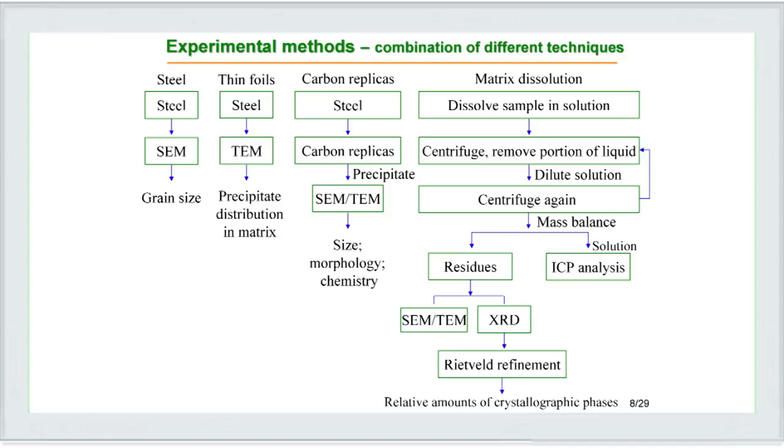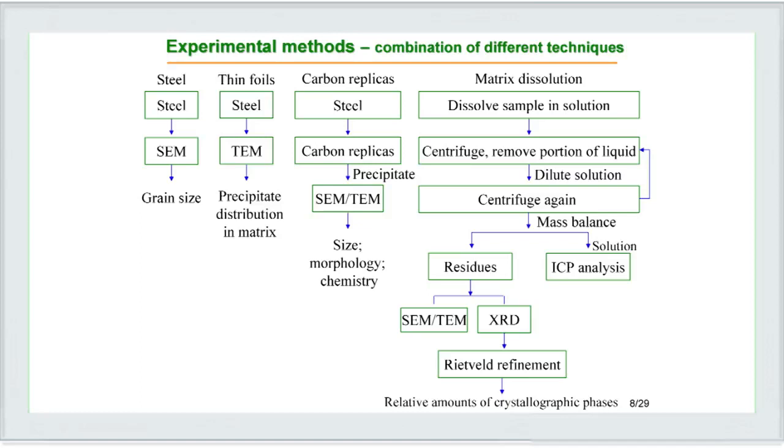There are two types of TEM samples. The first one is using the thin foil samples. This technique will help us get the precipitate distribution in the matrix. And also we use carbon replicas. We use carbon replicas to extract the precipitates and then use a copper grid to carry this sample to do the SEM or TEM analysis. This is mainly focused on the size measurement, morphology, and chemistry of the precipitate studies.